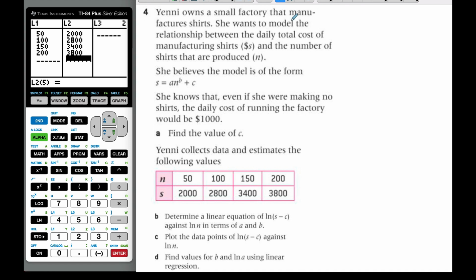Okay, so in this problem, Jenny owns a small factory that makes shirts, and she wants to model the relationship between the daily cost to manufacture the shirts, S, and the number of shirts, N. She believes the model is a power model. She knows that even if she makes no shirts, the daily cost of running the factory is 1,000, so the cost will never be below that. That is going to be the horizontal asymptote, so the value of C is going to be 1,000.